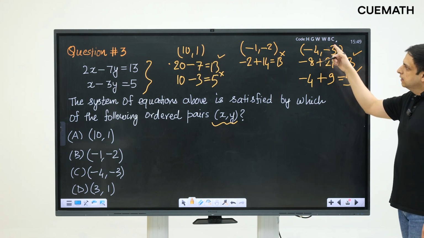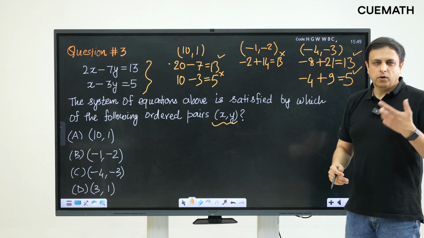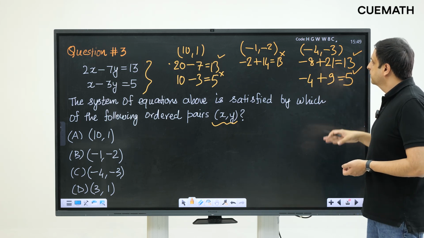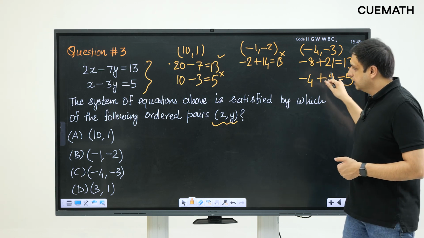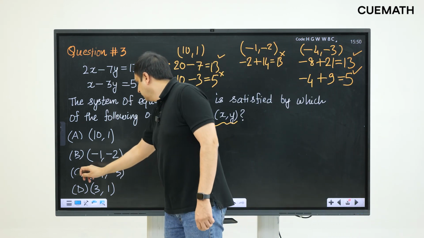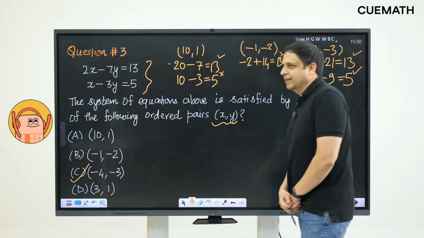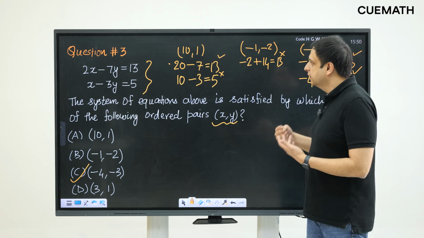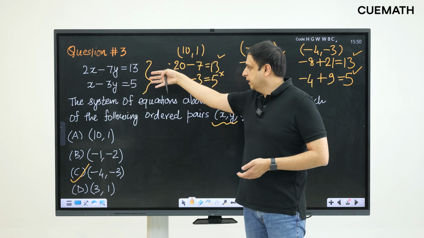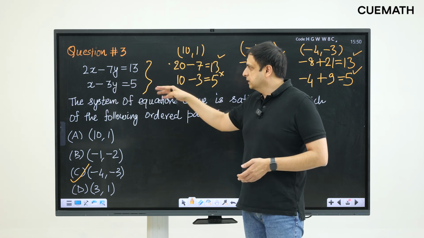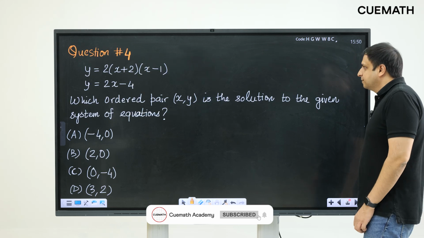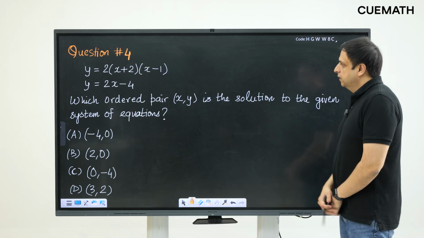So this point minus 4, minus 3, or this pair of values x comma y, is satisfying both my equations. So actually minus 4 comma minus 3 is our answer in this case. So you can see that by trying out the options, you did not need to solve this pair, you just could try the options and figure out which one is the correct answer. All right. Question number 4, very similar.